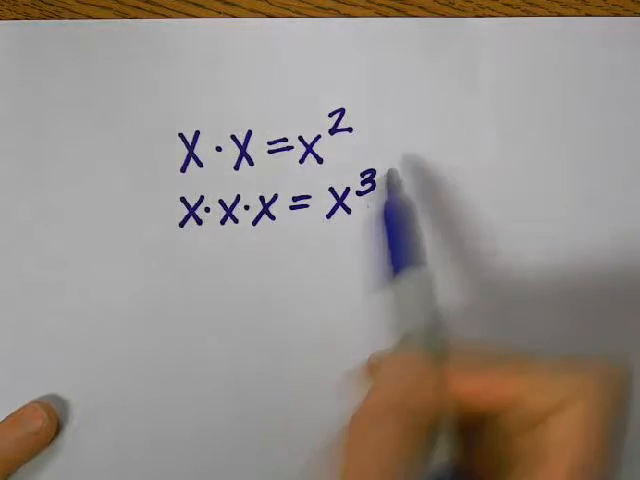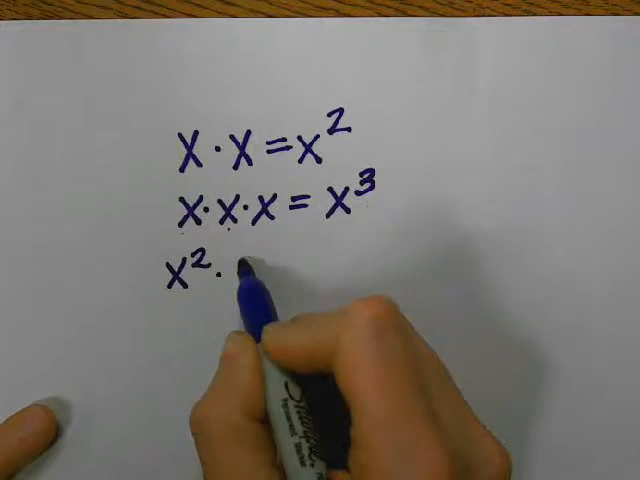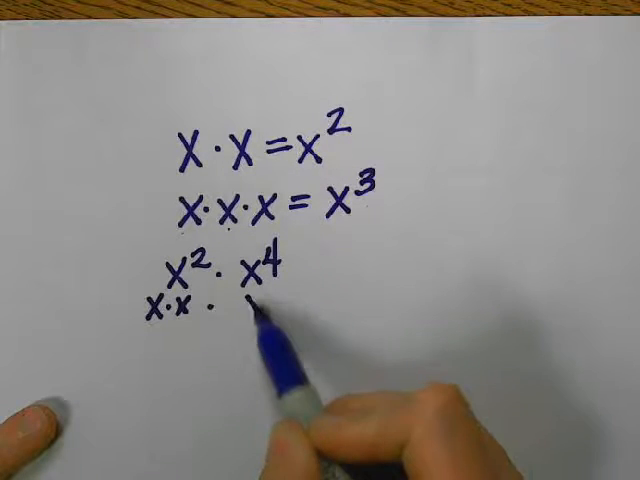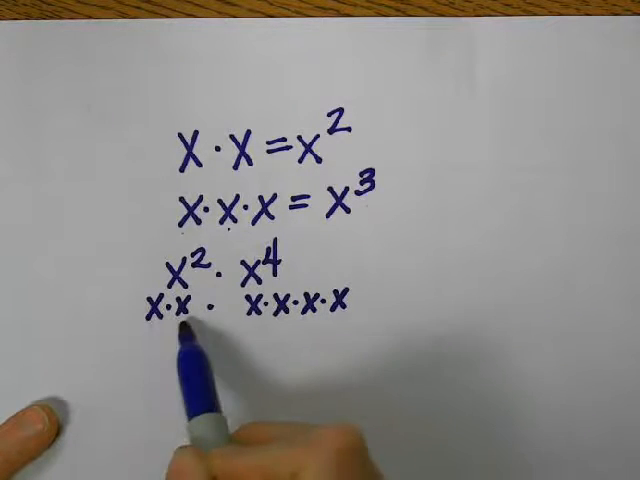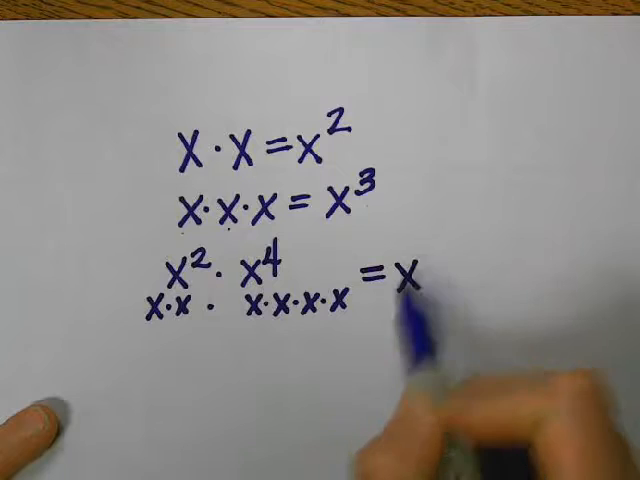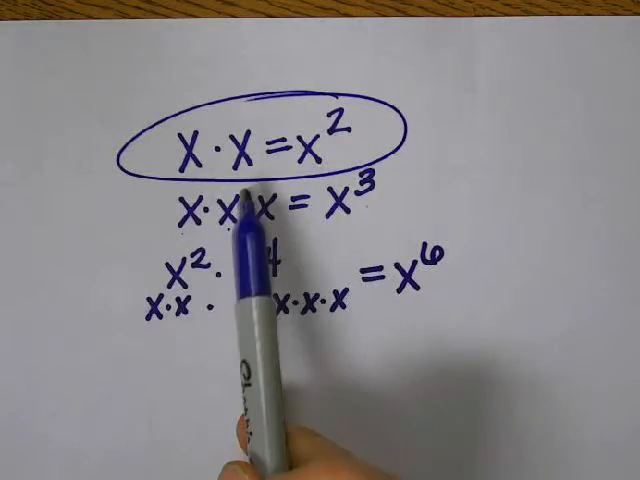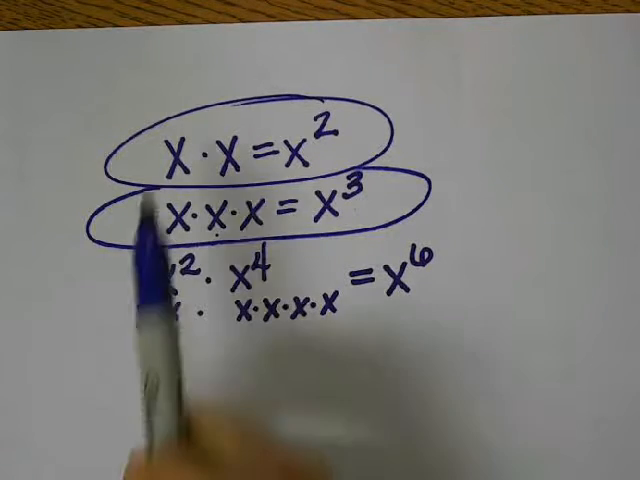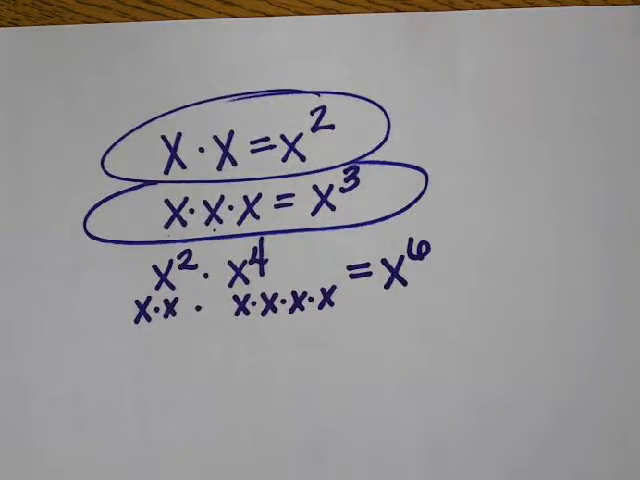So this exponent right here tells me how many x's are here in my multiplication line. Okay? So if I had x squared times x to the fourth power, that means x times x, and then here x times x times x times x, which means that I have 2 x's here and 4 x's here, or I have x to the sixth power. For today, though, we really only care about x squared and maybe sometimes x to the third power. Okay, so x times x is x squared, and x times x times x is x to the third power.